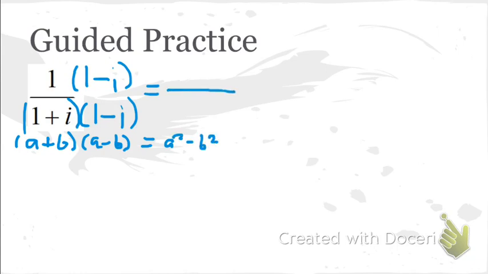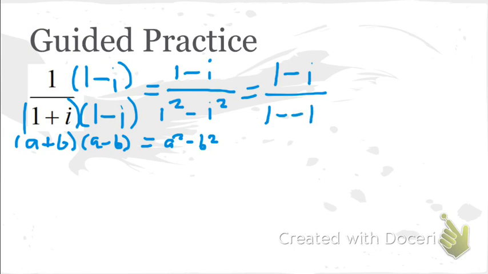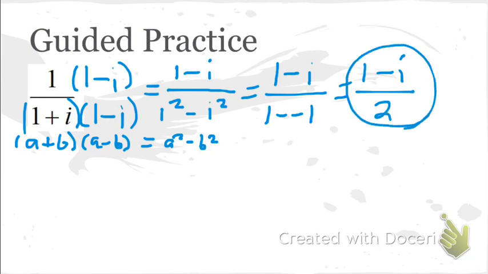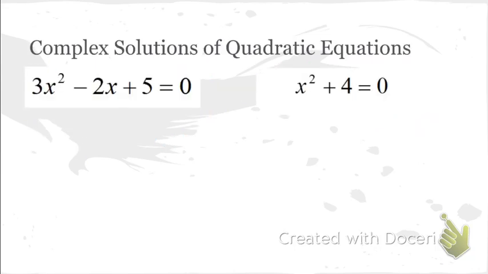So this denominator is going to be 1 squared minus i squared. The numerator is just 1 times 1 minus i, so it's just 1 minus i. So we get 1 minus i over 1 minus negative 1, so we get 1 minus i over 2. And then bada bing, bada boom. You're done. Alright, and then the very last thing, solving a quadratic using i.